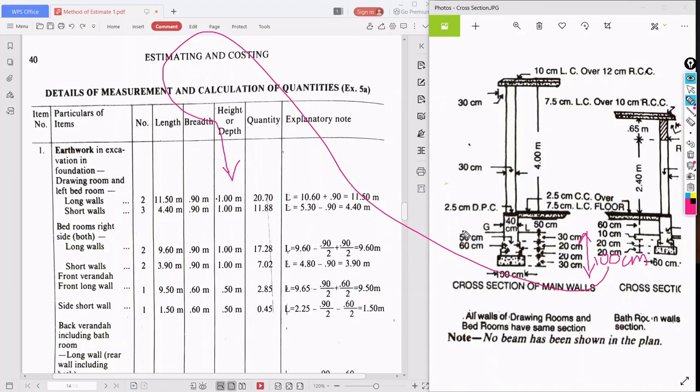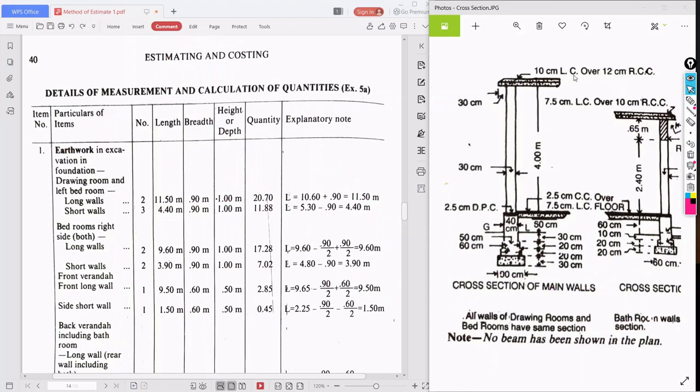So 100 centimeter is the depth of the trench, also called 1 meter. This is the depth of the trench up to ground level, 1 meter. So multiply them, you will get the answer as 20.70. So this was about the long wall for the drawing and bedroom.